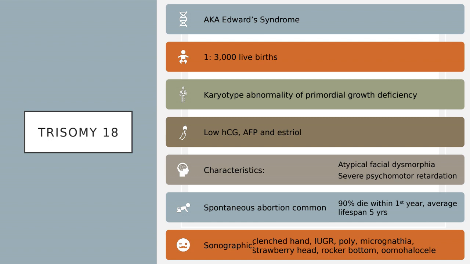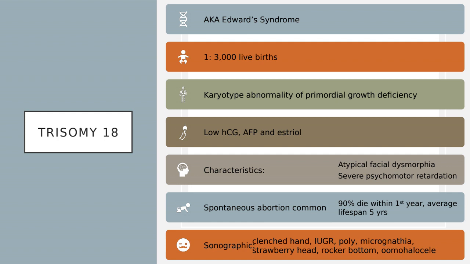This is also known as Edwards, like we had said. This is more common than trisomy 13, occurring in 1 out of every 3,000 live births. It's going to be a type of primordial growth deficiency. You may have heard of that before. We'll talk a little bit more about those skeletal conditions when we get into that category, but this is basically a type of dwarfism. These are going to result in low levels of HCG, AFP, and estriol.